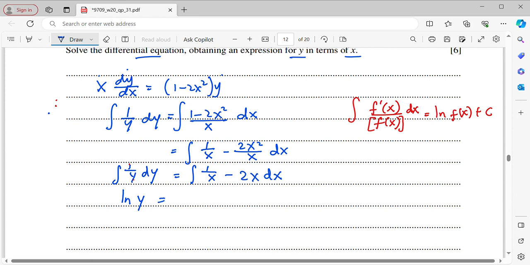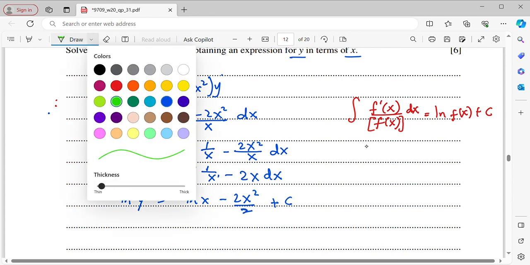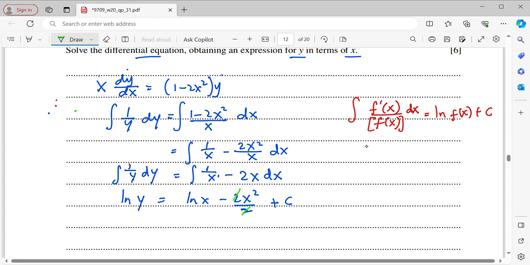For the right hand side first term, same as just now. Differentiate x degree 1 is 1. Therefore, 1 over x, when you integrate 1 over x, it will be ln x. Okay, then for the second term, integrate negative 2x, it will be negative 2x squared over 2, then plus c. Now, the 2 can be cancelled off. Then I will rewrite now. Ln y equals to ln x minus x squared plus c.